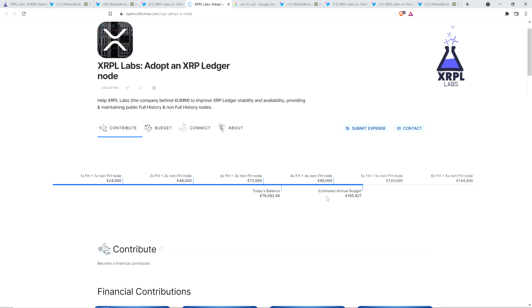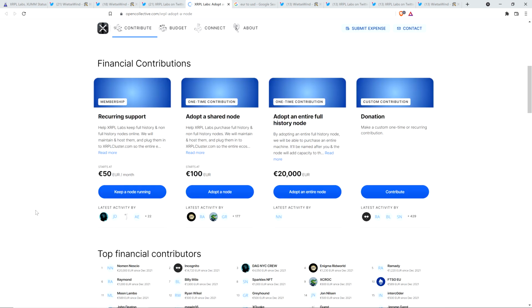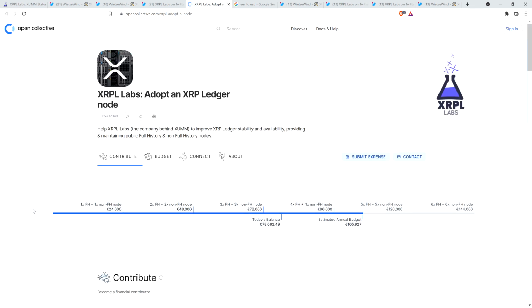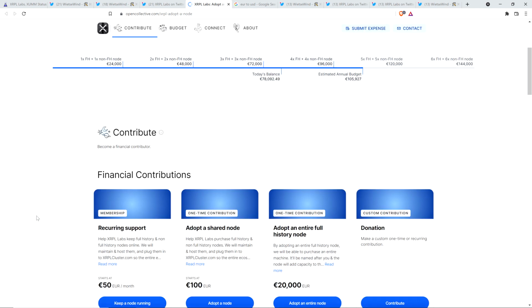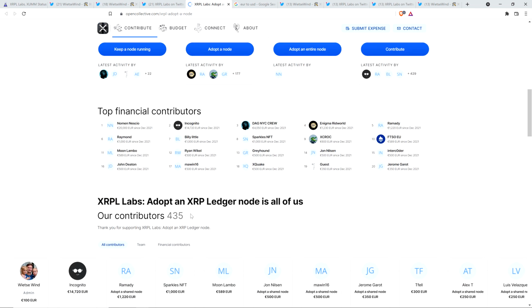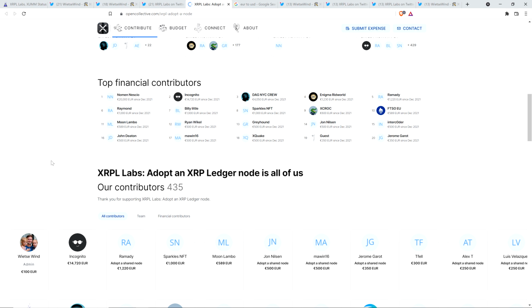Look, if I'm reading this correctly, it looks like they're already at this threshold where four full history and four non-full history nodes are going to be purchased, set up, and they're going to run it here. And as it turns out, since this Adopt a Piece of a Node initiative launched on the XRP ledger within the last few days, there have currently been, as you can see on the screen, 435 people financially contributing to this. And these are community members.